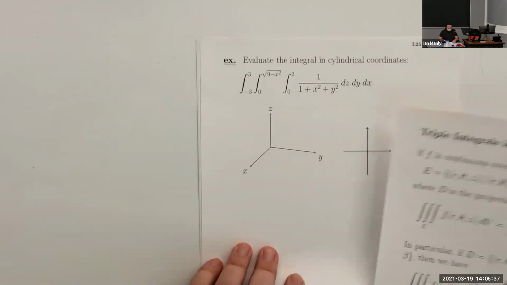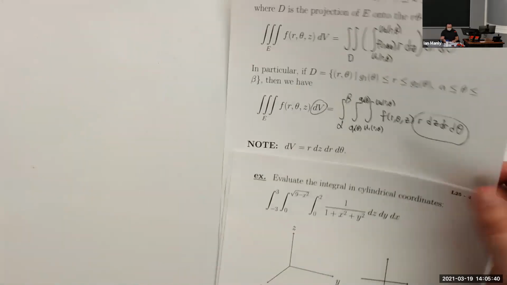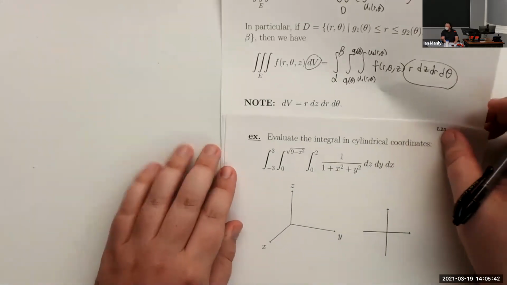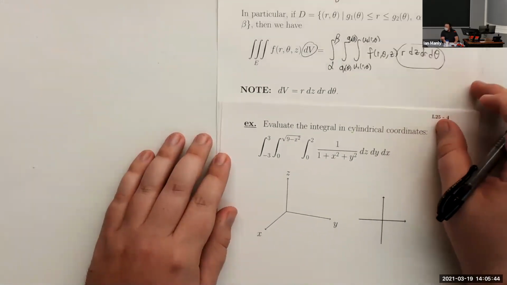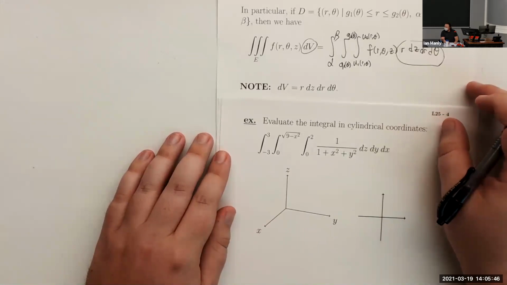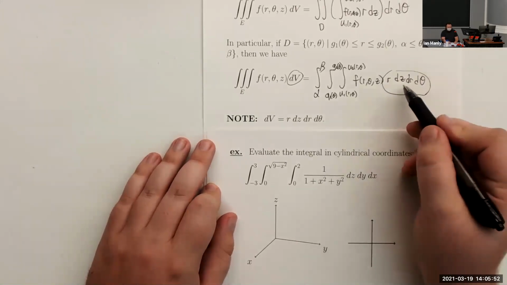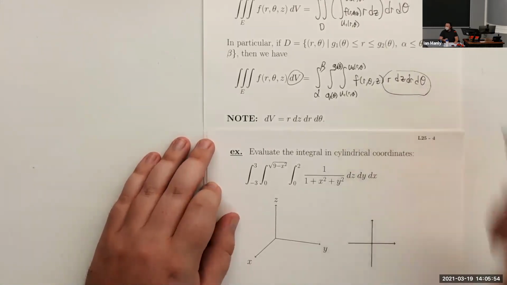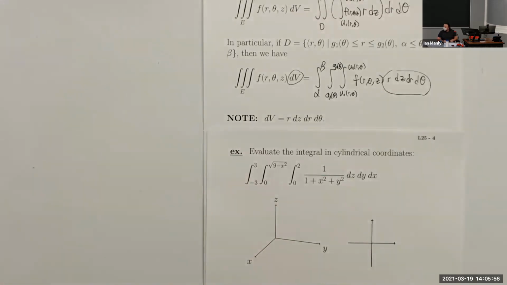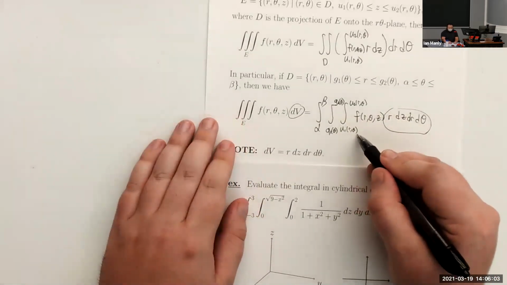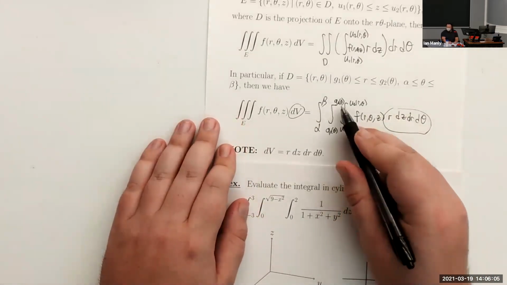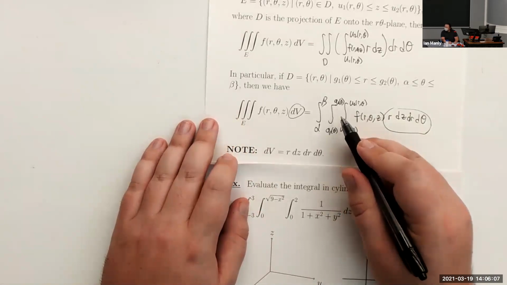All right, so let's go ahead and get some practice with this. The rest of the class will just be actual practice using cylindrical coordinates here. So we integrate with respect to z first, and then we just have dr and d theta here. What's the lower bound of the second integral from the last one? Oh, it's u1 of r and theta. And then we have g1 of theta to g2 of theta right here.